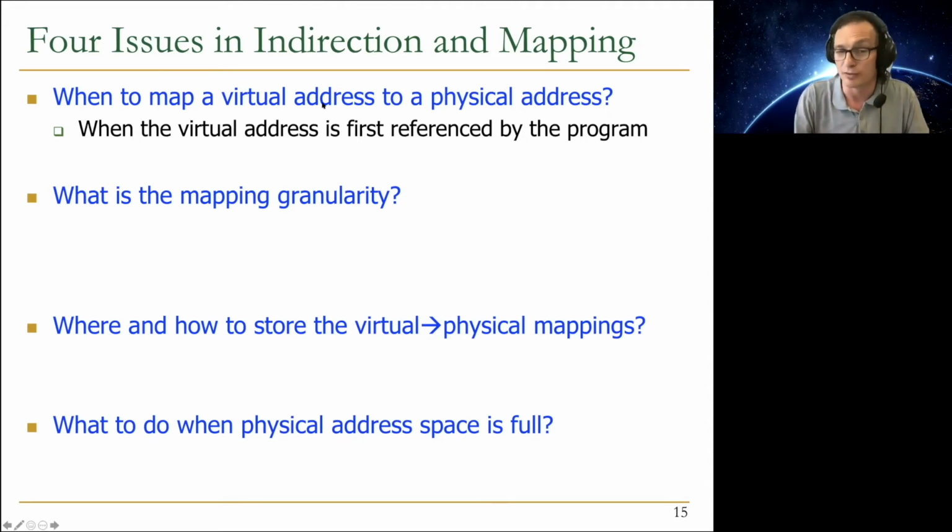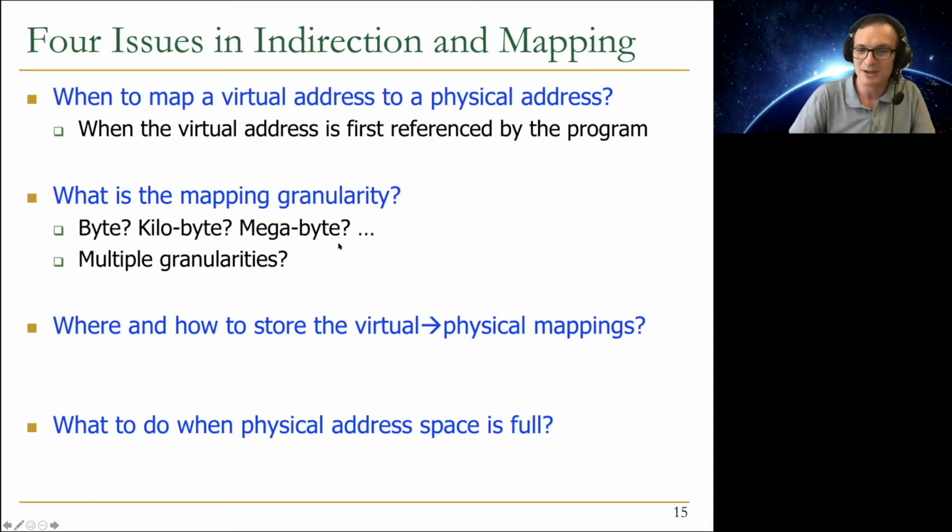Modern systems do both. They do demand-based mapping as well as prefetching across the memory hierarchy, across the disk and physical memory. What is the mapping granularity? That's important because this determines the page table size. Is it every single byte? Is it kilobytes? Is it megabytes? Is it gigabytes? Is it multiple granularities?